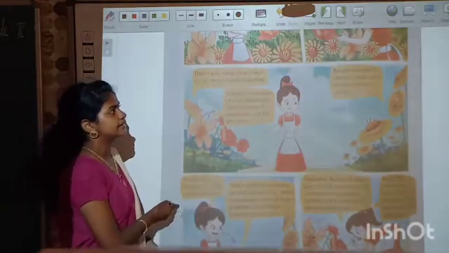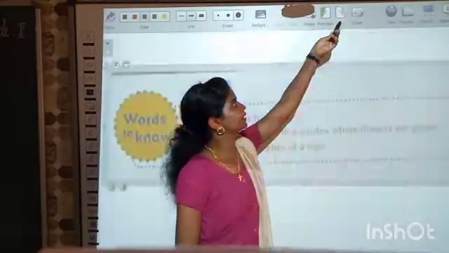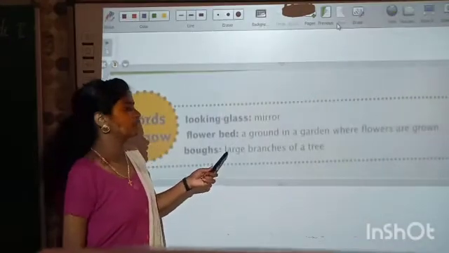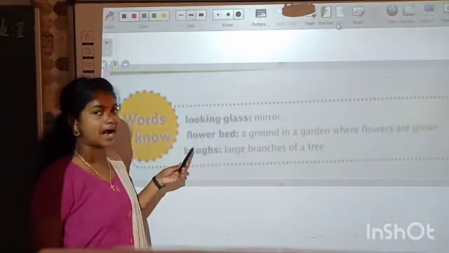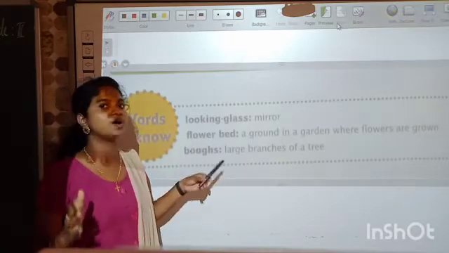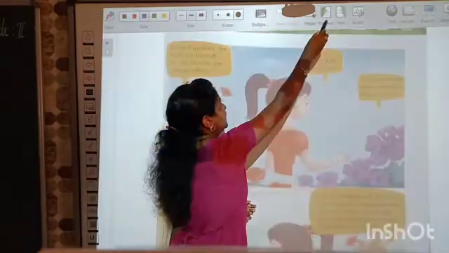Here, boughs means large branches of a tree. Next page.